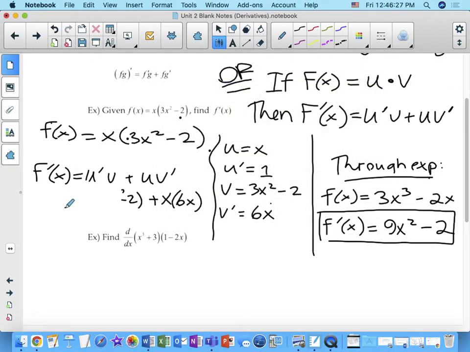So u prime is 1 times 3x squared minus 2 plus x times 6x. So now we get 3x squared minus 2 plus 6x squared. And that is the same as that, 9x squared minus 2. So f prime of x is 9x squared minus 2.